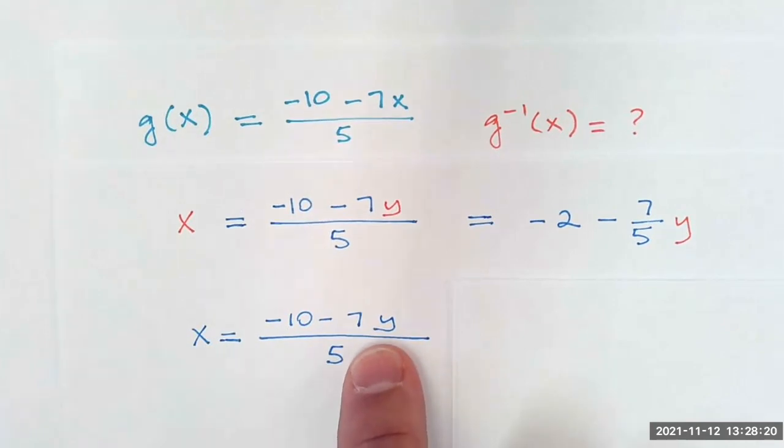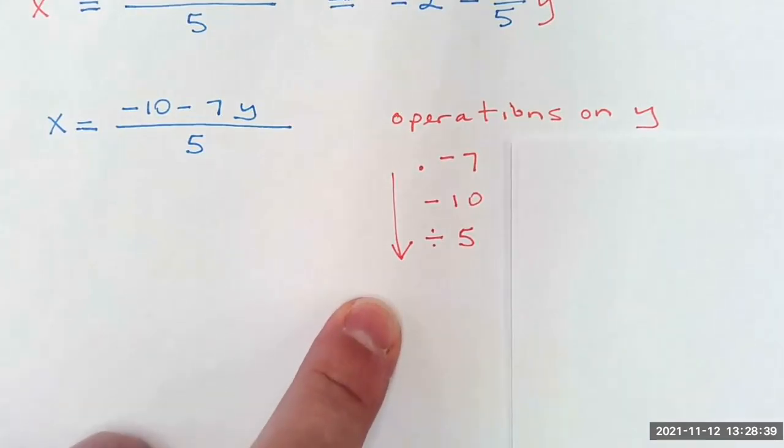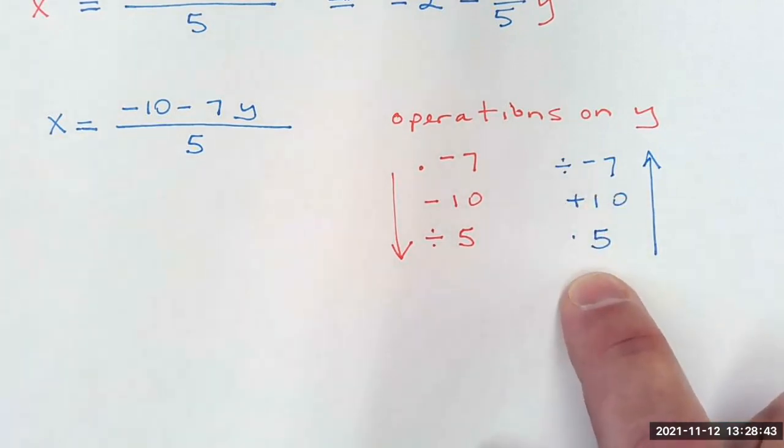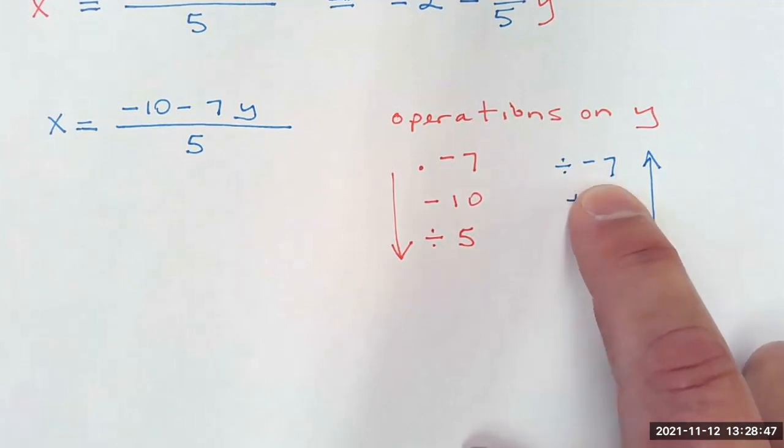So recognize that this in order is y is multiplied by a -7. We subtract 10, and then we divide by 5. The reverse order, the opposite operations, would be to multiply by 5, add 10, and then divide by a -7.